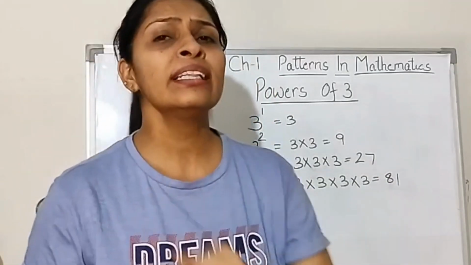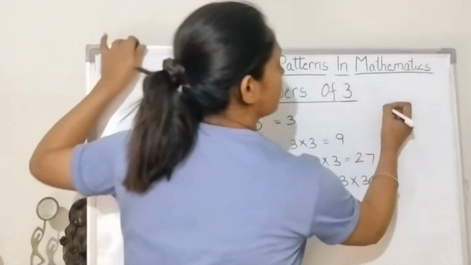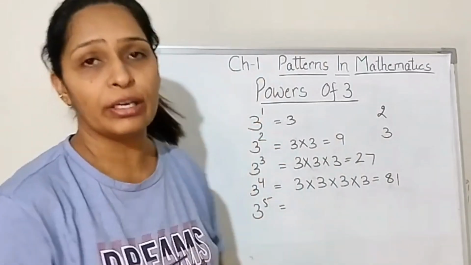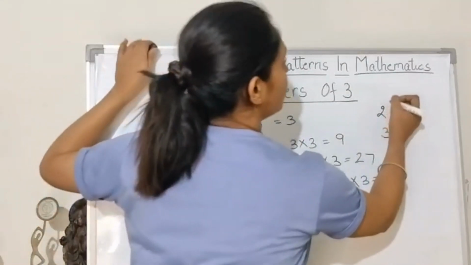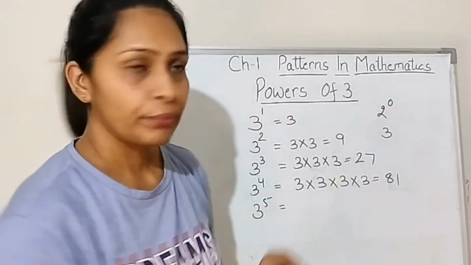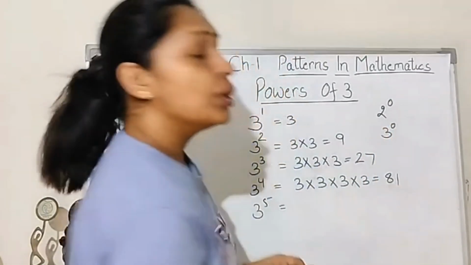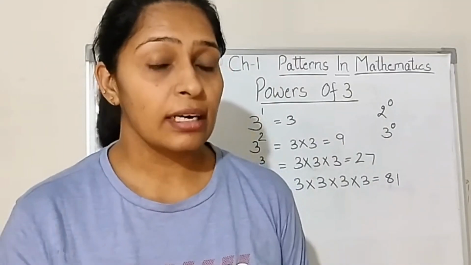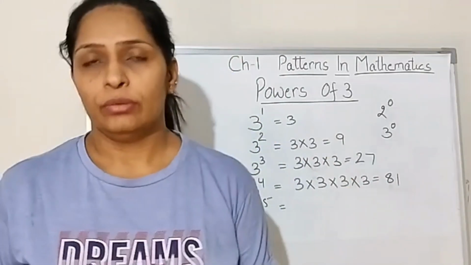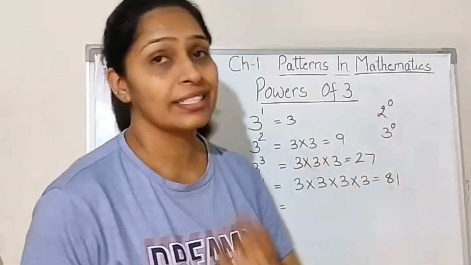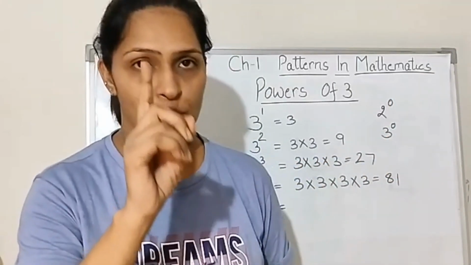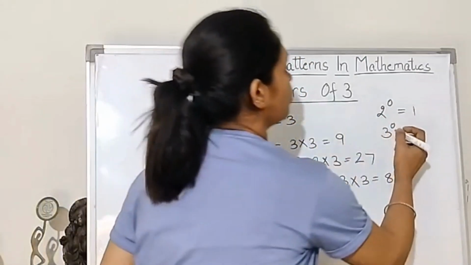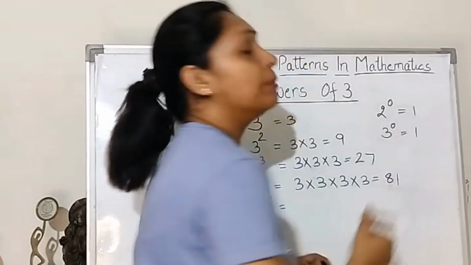Now, one thing I want to add here: you must be wondering that I have started these numbers with power 1 only. What will happen if I put the power 0? Please keep this as a note, that is going to help you in your higher classes also: any number having the power 0, its value becomes 1. So 2 power 0 equals 1, and 3 power 0 also becomes 1.